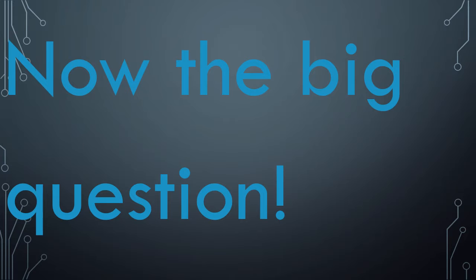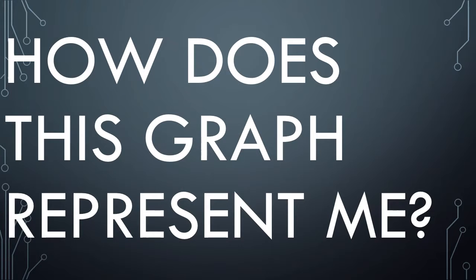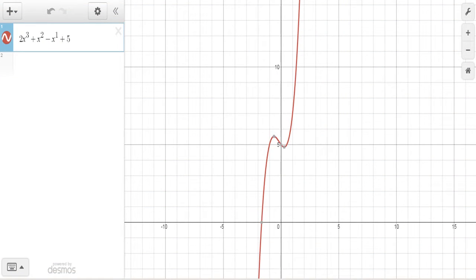Now, the big question. How does this graph represent me? This graph represents a part of me. The way it relates to me is because it talks about my recent past competition in TSA in Waco, Texas.